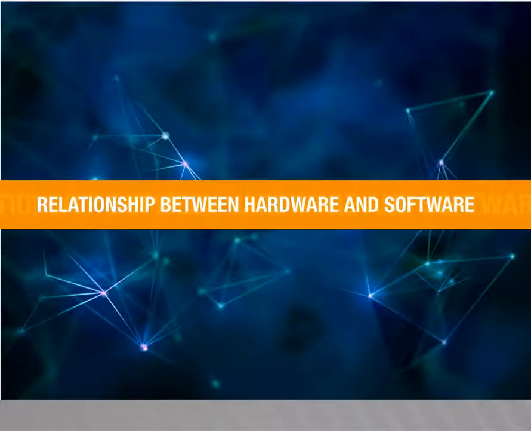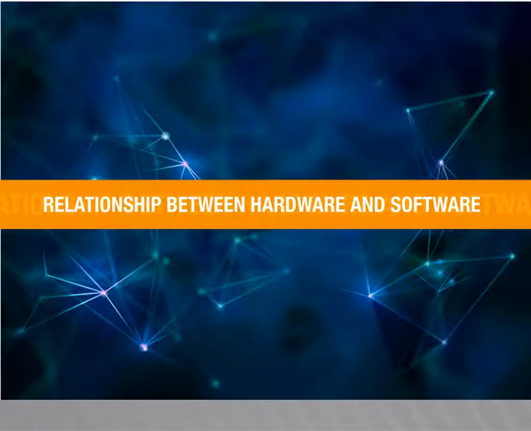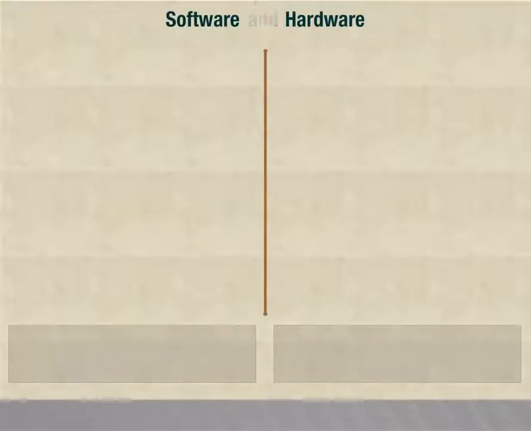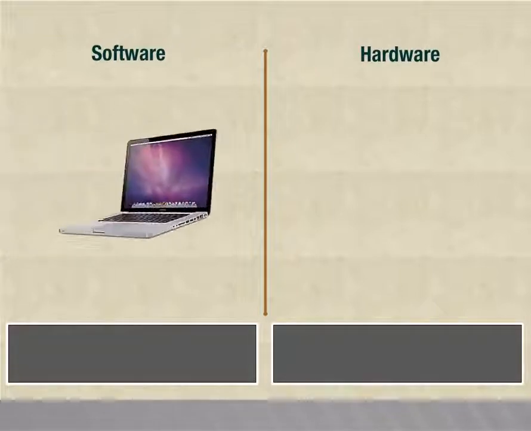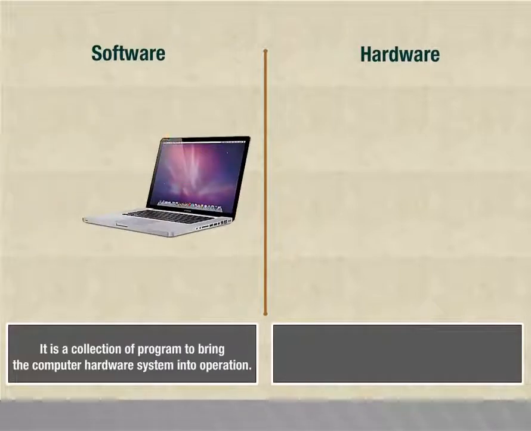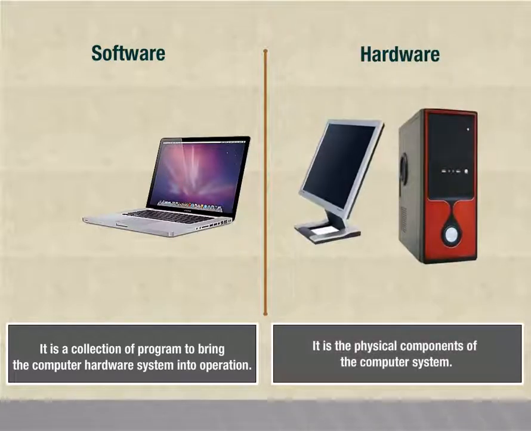Relationship between hardware and software. In this video, we are going to see about the relationship between hardware and software. Software: it is a collection of programs to bring the computer hardware system into operation. Hardware: it is the physical components of the computer system.